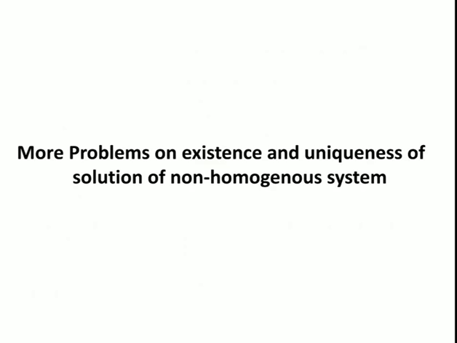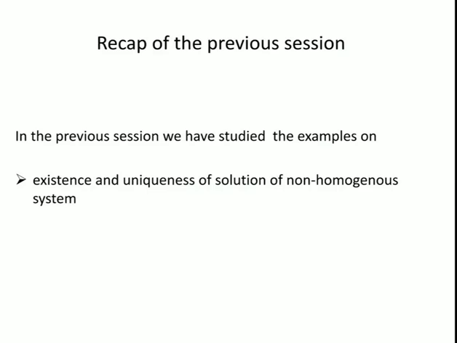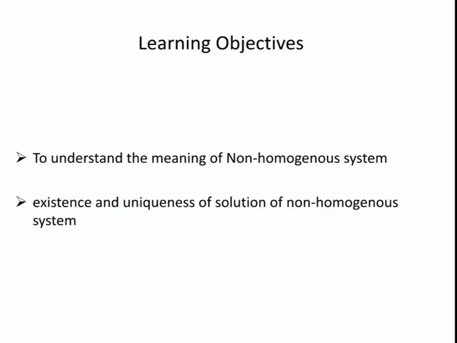In the previous session we have seen some examples. So this is the continuation; in this session we are going to study some more examples on the existence and uniqueness of solution of non-homogeneous system of equations. The recap of the previous session was again the same, existence and uniqueness of solution of non-homogeneous system, and the learning objectives of this session are to understand the meaning of non-homogeneous system and existence and uniqueness of solution of non-homogeneous system.